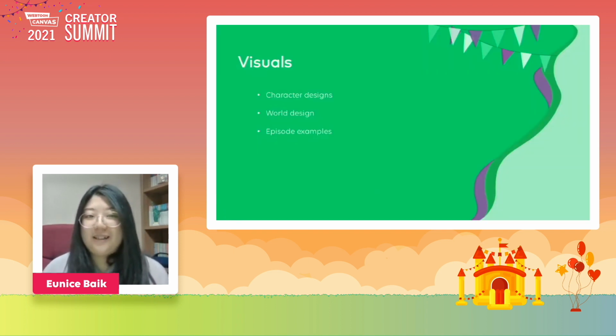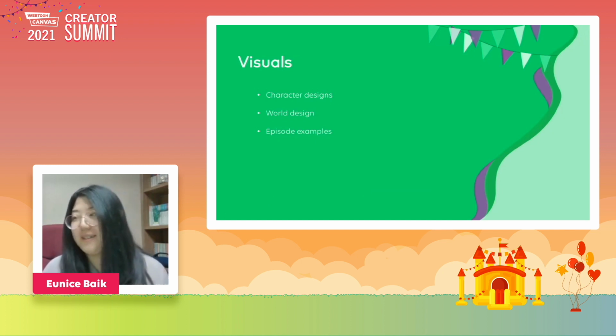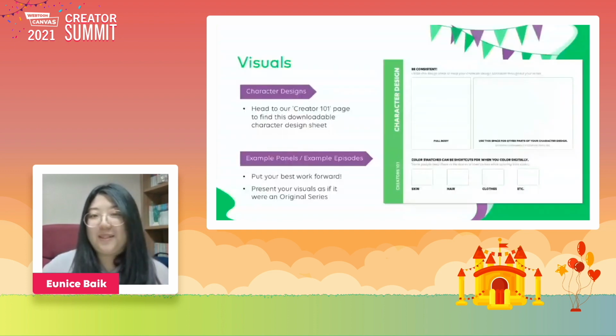The last part here is obviously your visuals. This is the space where you can include all your character designs. At this point we should have a pretty good sense of what the story is, what the characters' personalities are, what the story genre is. Now the other important side to that is the visuals, because it's Webtoon. So looking into character designs, there's a wonderful, handy, downloadable character sheet on Creator 101. Here's a screenshot of that. If you haven't already, you can utilize that.